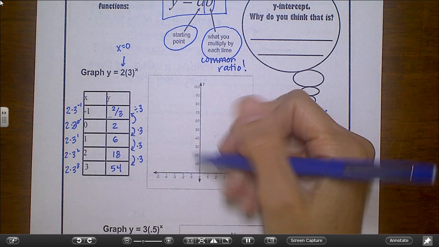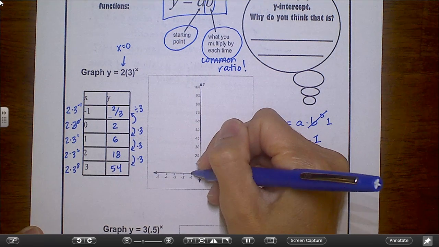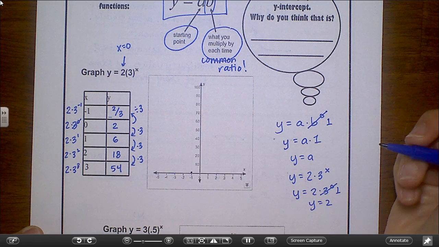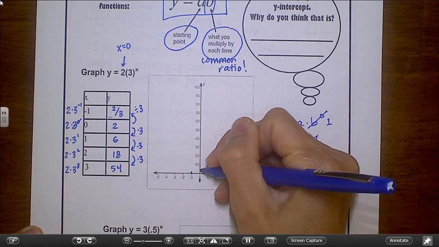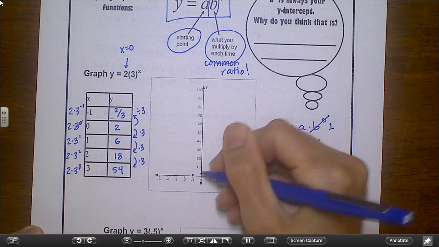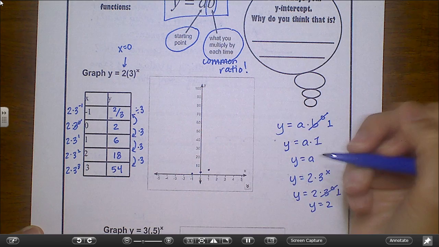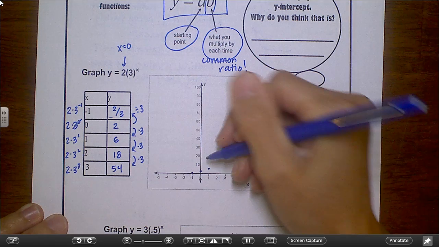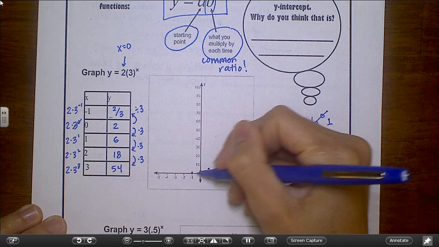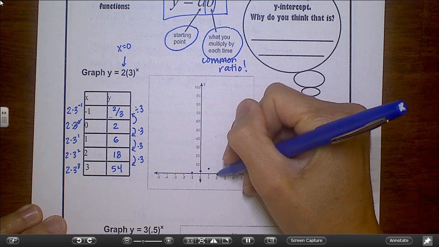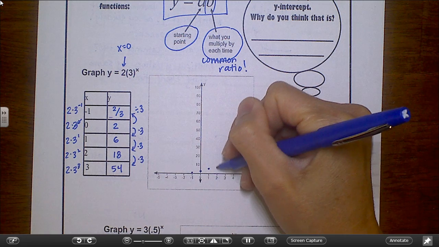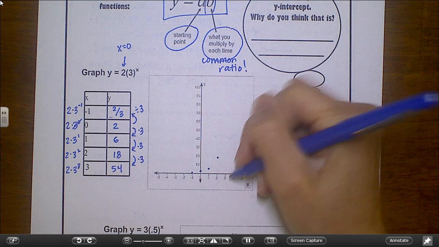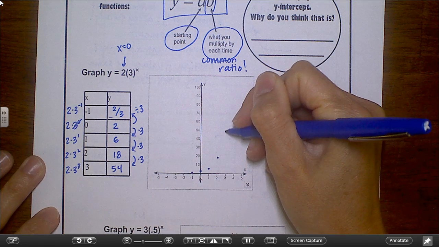And then you graph. So negative 1, 2/3 is a little bit tough to graph. So we're just going to put a point there. 0, 2, 1, 6. And I'm just randomly putting points where I think they might go. So you can see, this is growing super duper slow. If you go to 2, though, you go all the way up to 18. And then if you have 3, you go all the way up to 54.